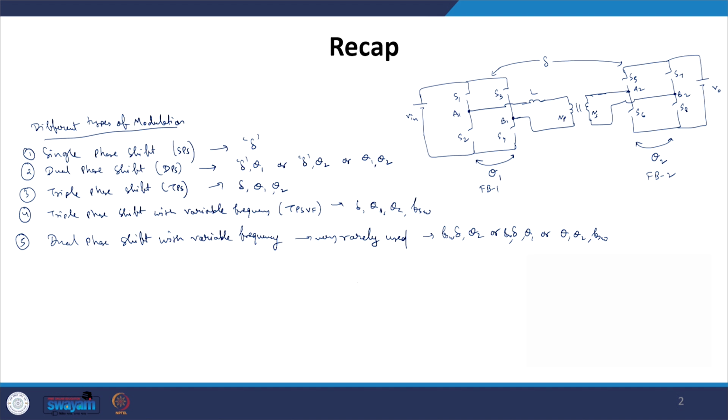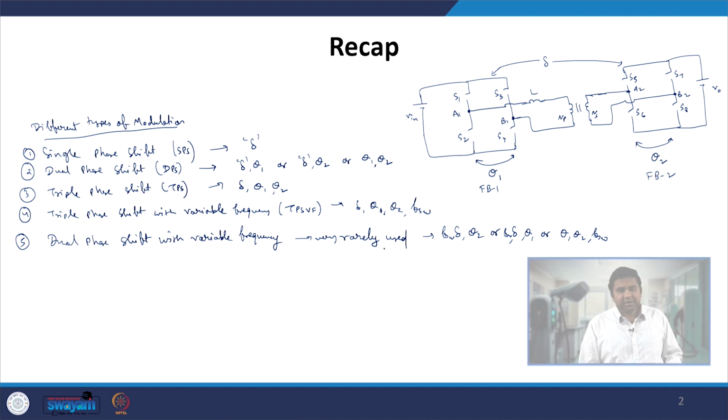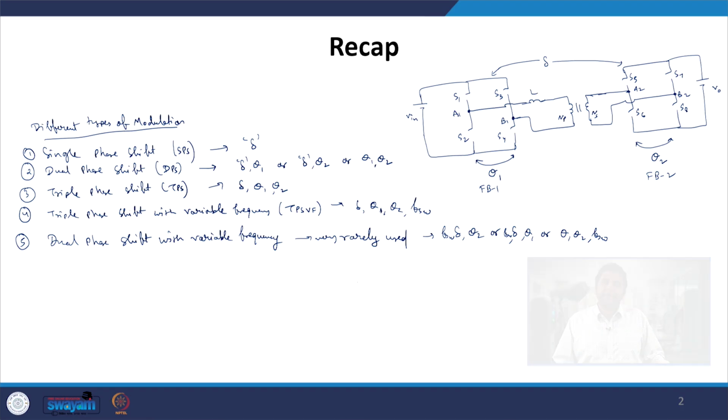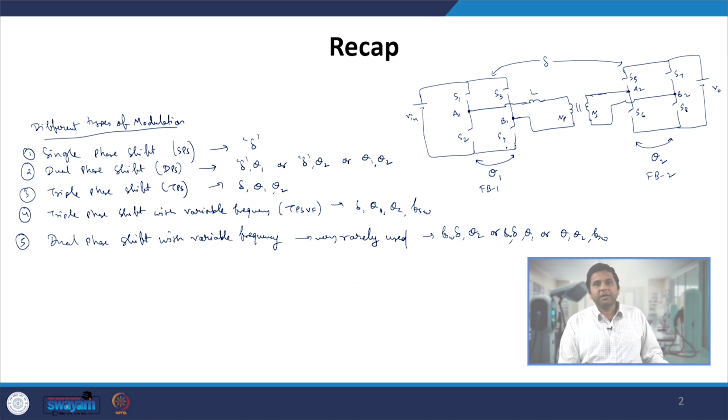Finally, one can also do the dual phase shift with variable frequency, which is very rarely used, where along with the two phase shifts, one also introduces a change in the switching frequency. With these different modulation schemes, the power flow can be transferred from A1B1 to A2B2, or from A2B2 to A1B1, depending upon the kind of phase shift, either leading or lagging, given between the two full bridges.